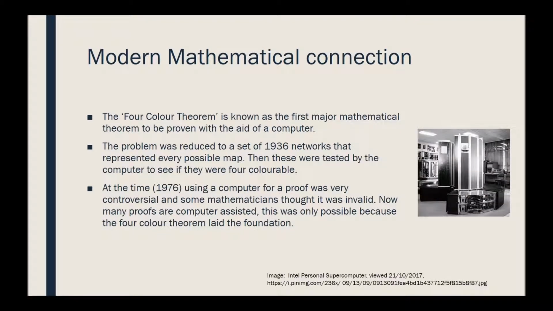The four-color theorem was the first major mathematical proof aided by the computer. This problem was reduced to a set of 1,936 networks that represented every possible map, which were then tested by a computer to see if they were able to be filled by four colors. Using a computer for mathematical proofing was considered controversial at the time and considered to be invalid. Nowadays, many proofs are assisted by computers. This was only made possible by the foundations that the four-color theorem had laid.